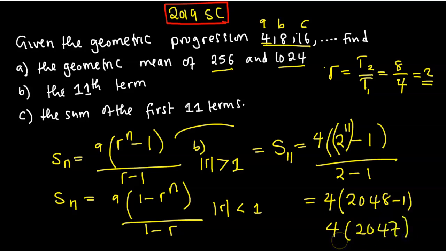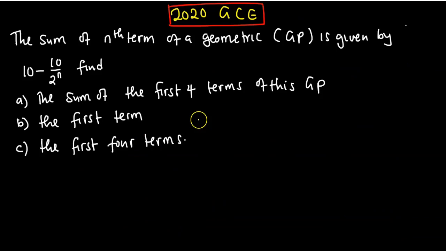If you multiply this, what is it giving you? 4 multiplied by 2047. To me, it is giving me 8188. So this is the sum of the 11th term. So please, that is how you basically work this question out.